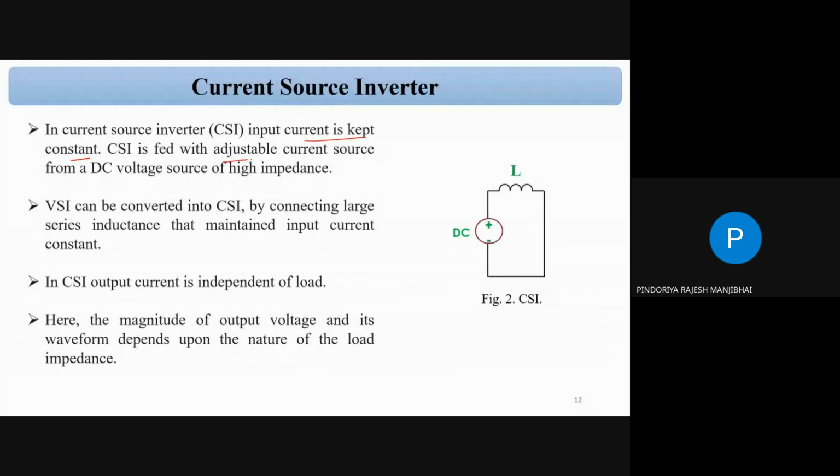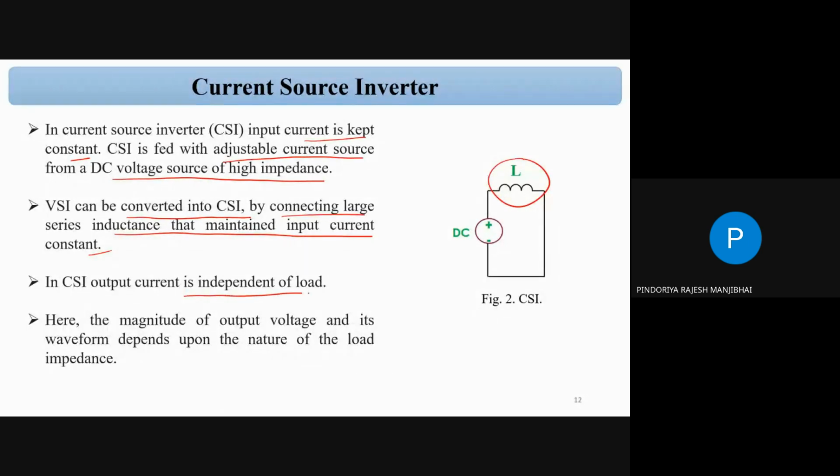CSI is fed with an adjustable current source from a DC voltage source of high impedance. A VSI can be converted into a CSI by connecting a large series inductor that maintains the input current constant. Otherwise, the circuit is the same. We just connect a large inductance, and then our circuit becomes a current source inverter. Correct?